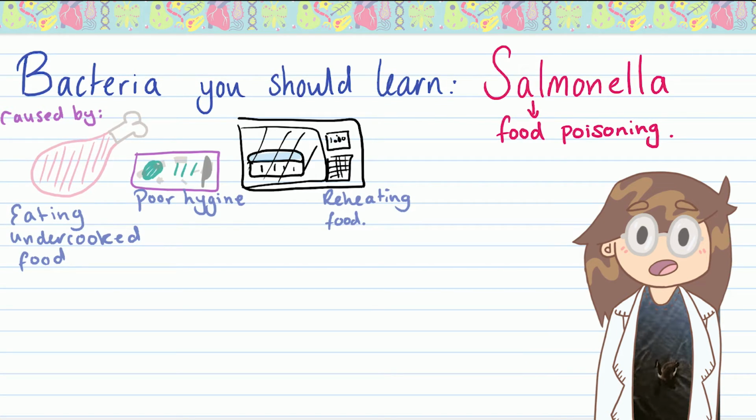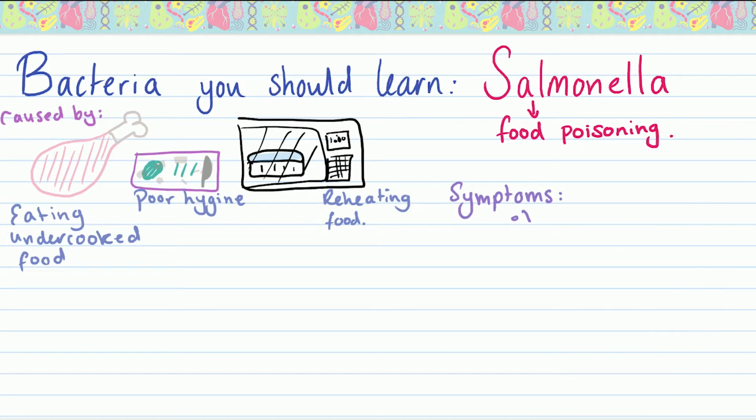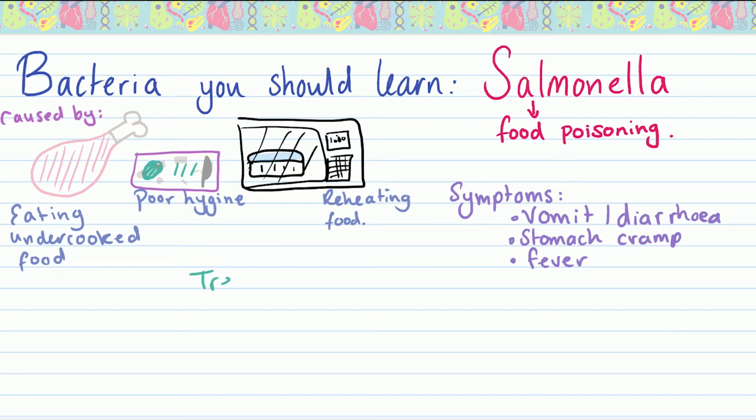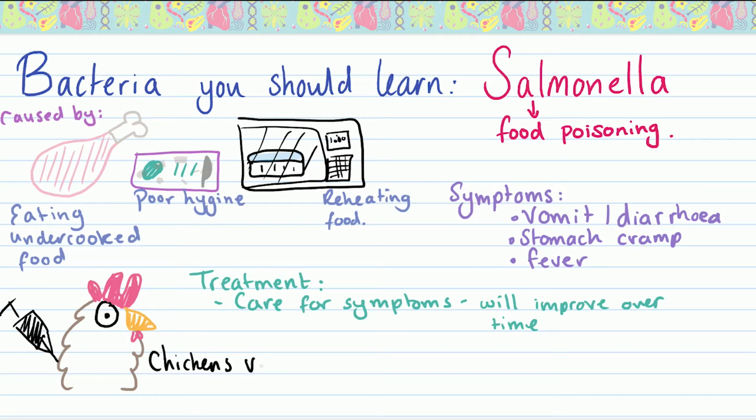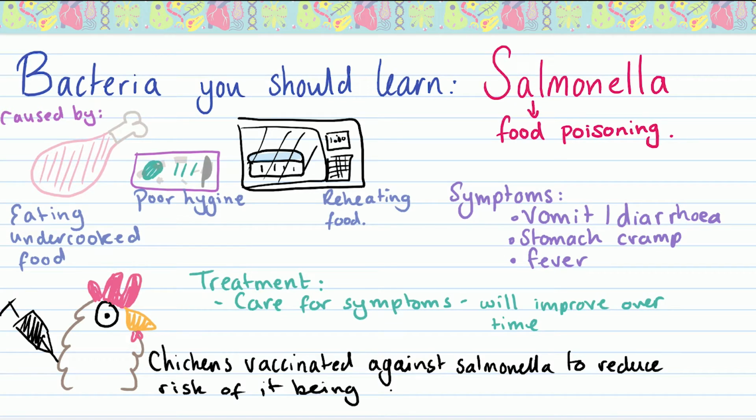You can treat Salmonella by keeping the symptoms to a minimum, so replacing lost fluids when people are throwing up, and trying to have small amounts of food just to keep your strength up. But food poisoning sorts itself out in a few days of good rest. To try and reduce the risk of people contracting Salmonella from food, chickens are often vaccinated for Salmonella, similar to how we're vaccinated for diseases. So this means there's less chance of that Salmonella being in the meat or in the eggs when you go and buy them.